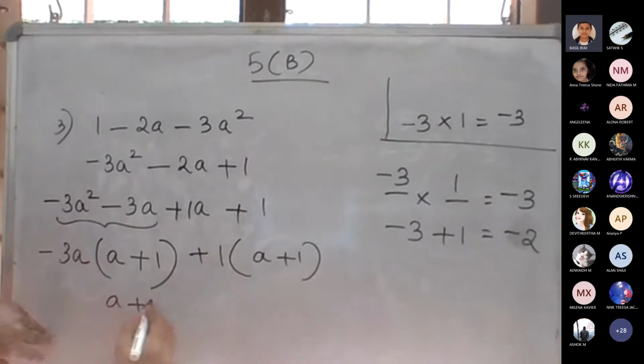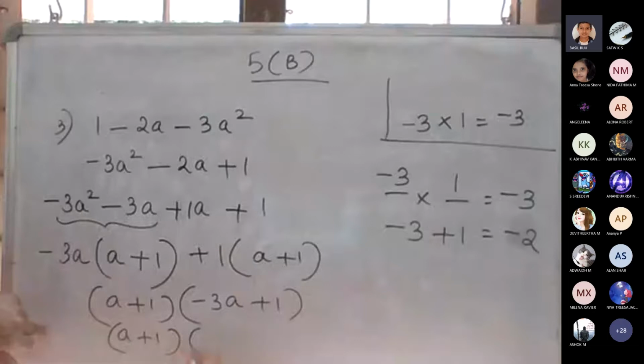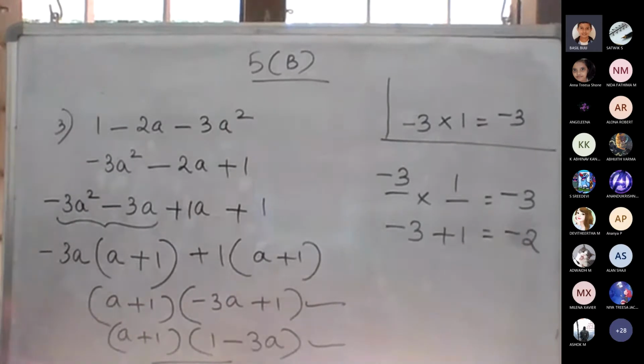Then a plus 1 is common. 1 minus 3a plus 1, negative 3a plus 1. You can write either negative or positive first. So it can be rearranged: instead of negative 3a plus 1, you can write 1 minus 3a. Usually we write the positive sign first, no? So 1 minus 3a, or both are correct. No problem. Okay, completed. Fourth question.